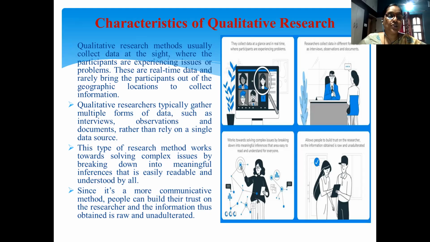And next, this type of research method works towards solving complex issues by breaking them down into meaningful inferences that are easily readable and understood by all. Since it is a more communicative method, people can build trust in the researcher, and the information thus obtained is raw and unadulterated.